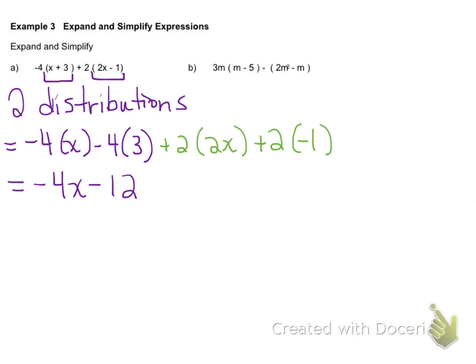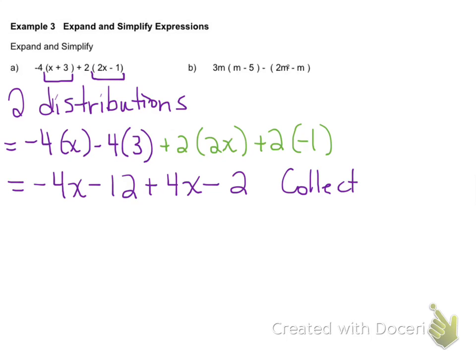In this case here, 2 times 2 is 4. Positive times a positive is a positive. And then we have an x. We just rewrite the x. And then 2 times -1, 2 times 1 is 2. And a positive times a negative is negative.